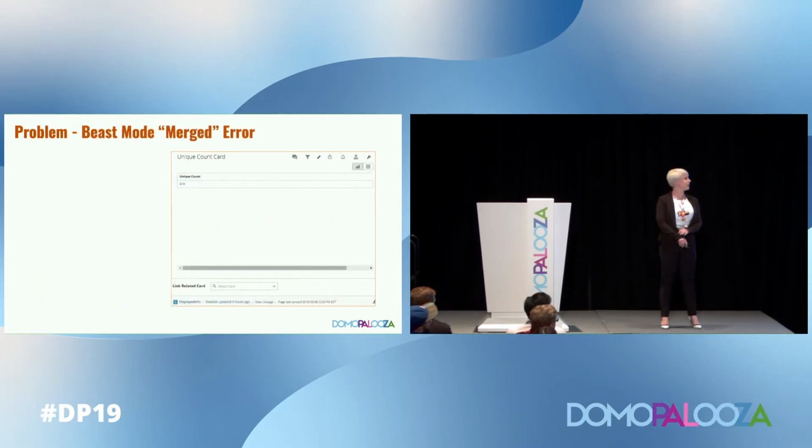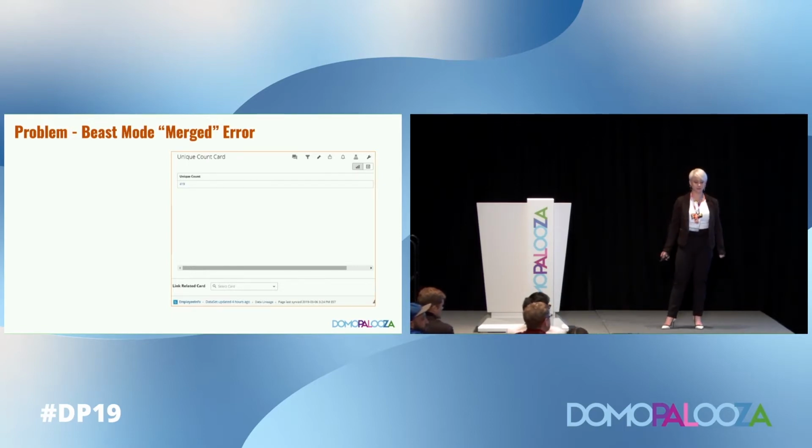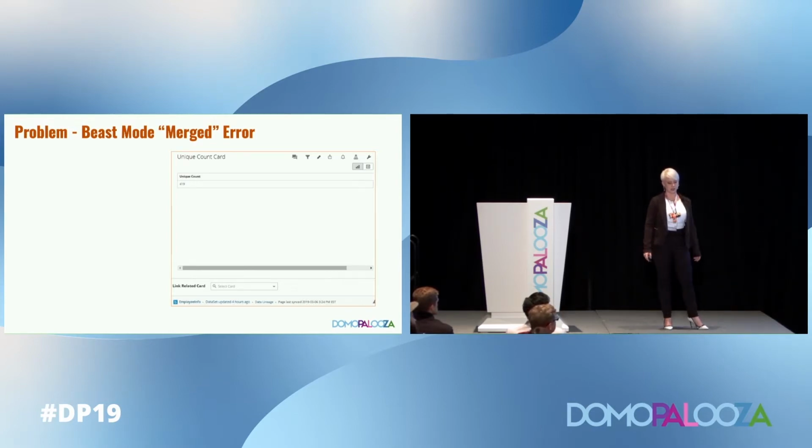Now, the dreaded beast mode merge error. This error took me forever to figure out why it was happening and in what scenarios. So I wanted to walk you through an example. So this is a card. This is the unique count card. It's displaying a beast mode. And as you can see, it is powered by employee info. And this is that beast mode.